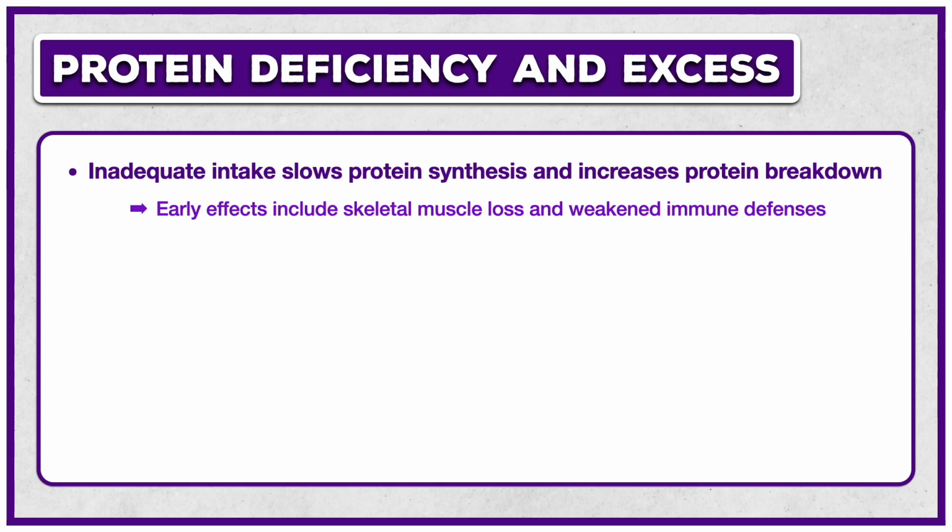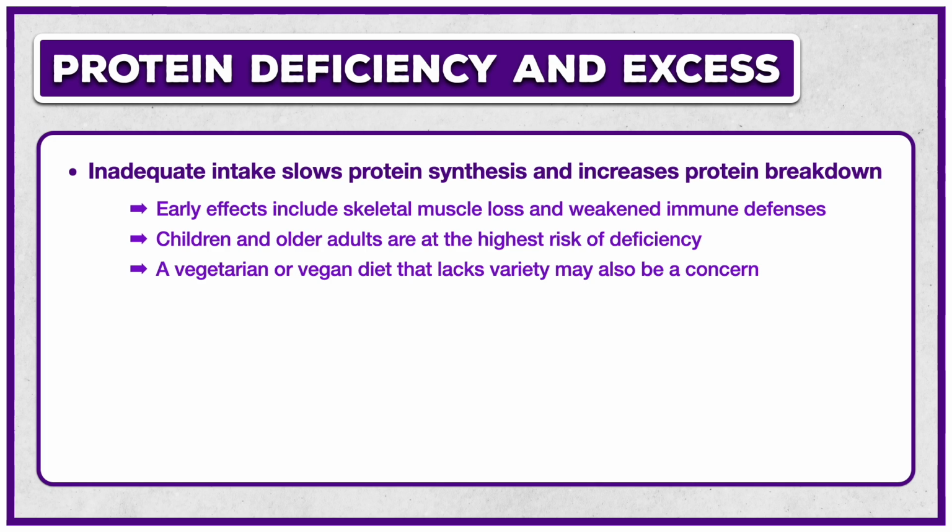Finishing with protein deficiency and excess, having inadequate intake slows protein synthesis and increases protein breakdown. Early effects include skeletal muscle loss and weakened immune defenses. Long-term inadequate intake can be fatal, with the deterioration of vital organs and blood vessels. Regarding populations to watch out for, children and older adults are at the highest risk of deficiency. A vegetarian or vegan diet that lacks variety may also be a concern, particularly if the diet is limited in legumes, nuts and seeds, and soy or soy-based foods.